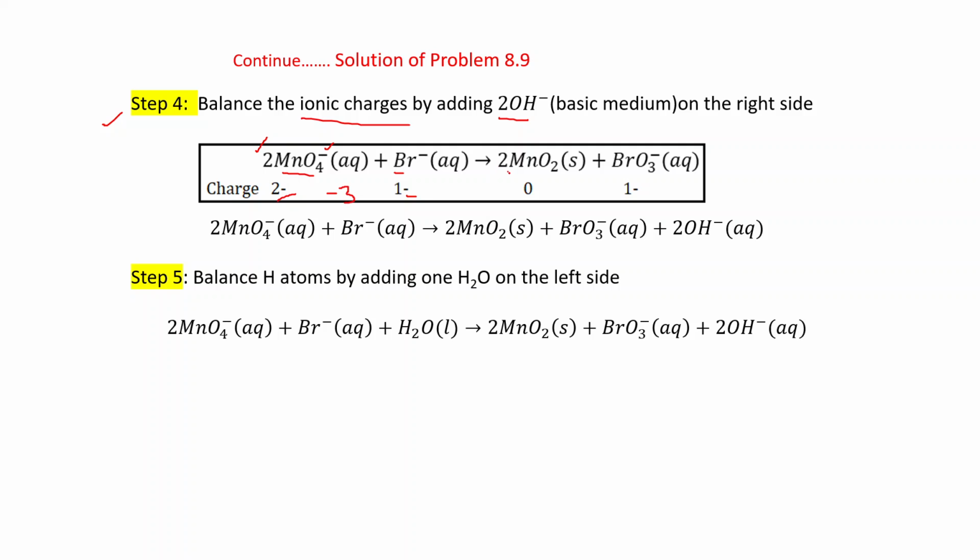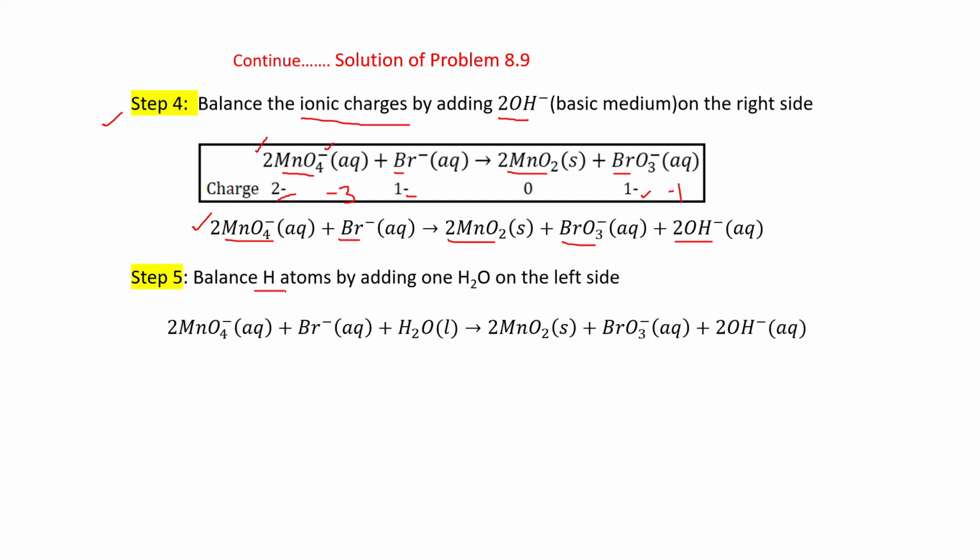In the product side, MnO2 is neutral and BrO3 has 1 negative, so this is minus 1. Reactant side minus 3, product side minus 1. So how many OH to which side? In the product side, we will add 2 OH minus ions. So our net equation becomes 2MnO4 minus plus Br minus converting into 2MnO2 plus BrO3 minus plus 2OH minus. Clear?